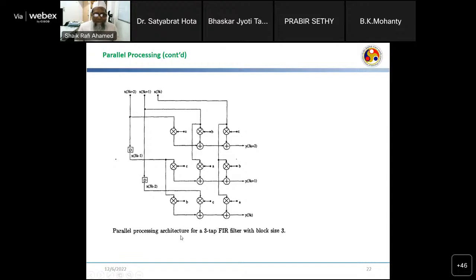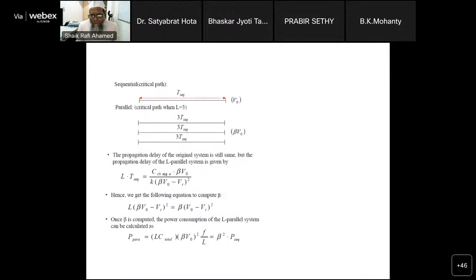Whereas if I go for an iterative system such as an IIR filter, even if I have infinite resources, I cannot achieve infinite throughput. There is a factor which is going to limit this throughput, which is called the iteration bound. That I will discuss later. And I can use this parallel processing for reducing the power also, similar to pipelining.